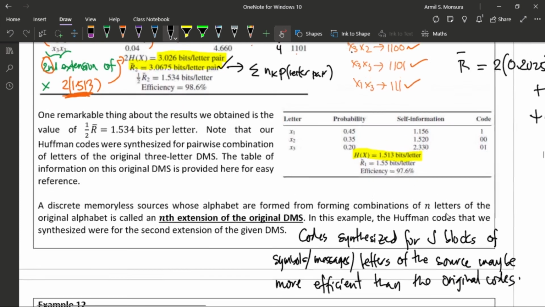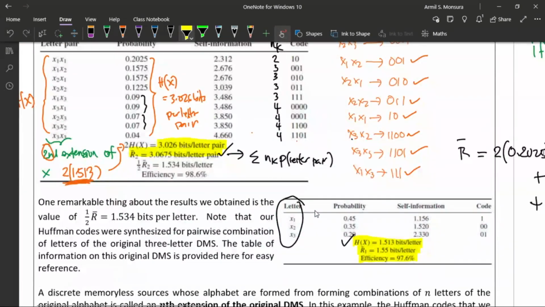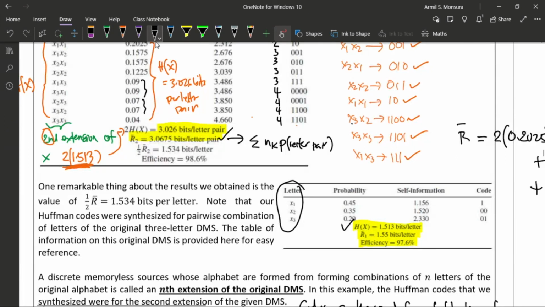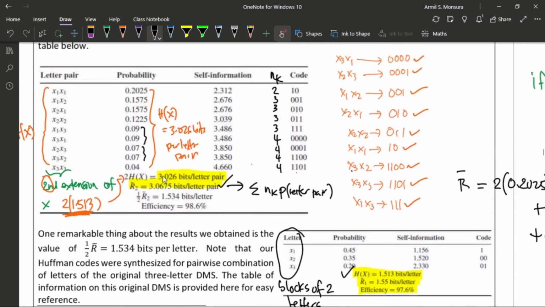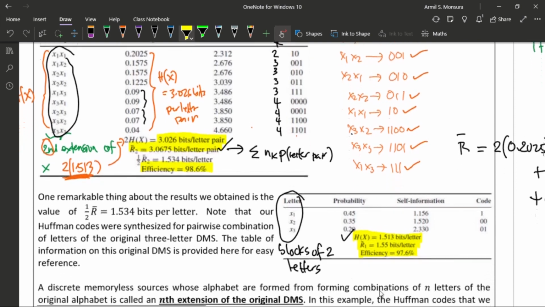So this is what we are saying. If you have a source whose letters are x1, x2, and x3, its entropy is 1.153, and its average code word length is 1.55 bits per letter. That leads to an efficiency of 97.6. Now, if we actually use this to generate codes for the pairwise combination, in this case we are generating codes for blocks of two letters. So these are the letter pairs that we generate. We will be able to see that the codes for these letter pairs are much more efficient than this one.